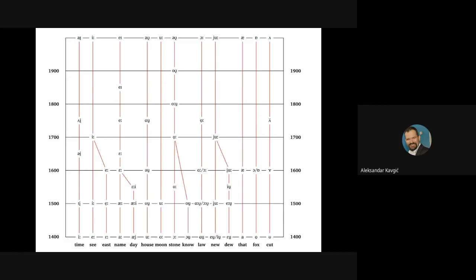So some of these changes were straightforward. In some changes, you have mergers. So, for example, se and east were originally different vowels, but they both became long e. The similar thing happened to name and day. So both long a and a with the semi-vowel y became a today. So that's why name and day are pronounced the same.